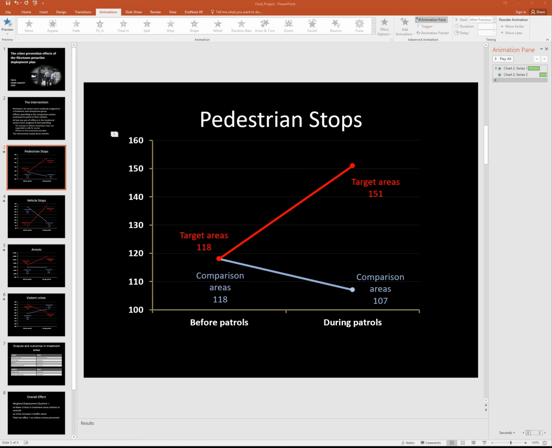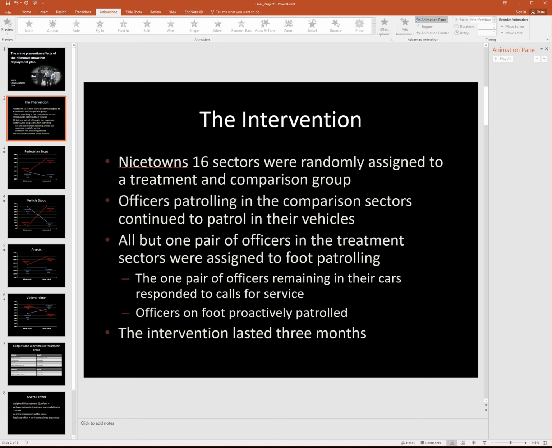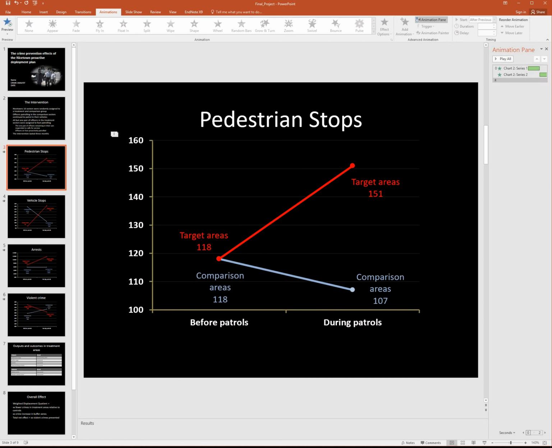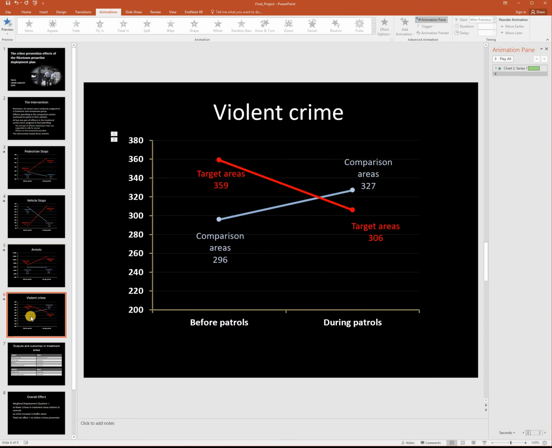To this point, we talked about the title slide and how you would introduce yourself in your presentation and give a little bit of background about the intervention in the next slide. And then what I had you do, and I've already done this third slide for you, is the change in pedestrian stops from before to during the patrols, separated by target area and comparison area. What you'll end up doing is coming up with these numbers for vehicle stops, arrests, and violent crime. So you'll have to update these in your PowerPoint.